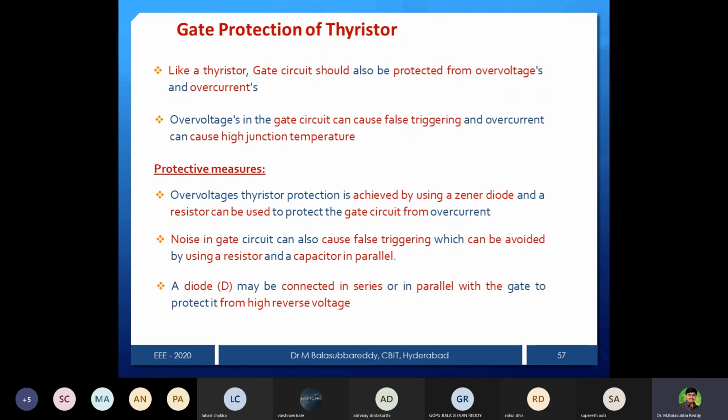And diode D may be connected in series or in parallel with the gate to protect from reverse voltages. So you should not pass a negative gate current. That is the reason you must pass the gate current as a positive gate current. That's why the source must be plus and minus, in series with the resistor, and it is connected as a protection mechanism.